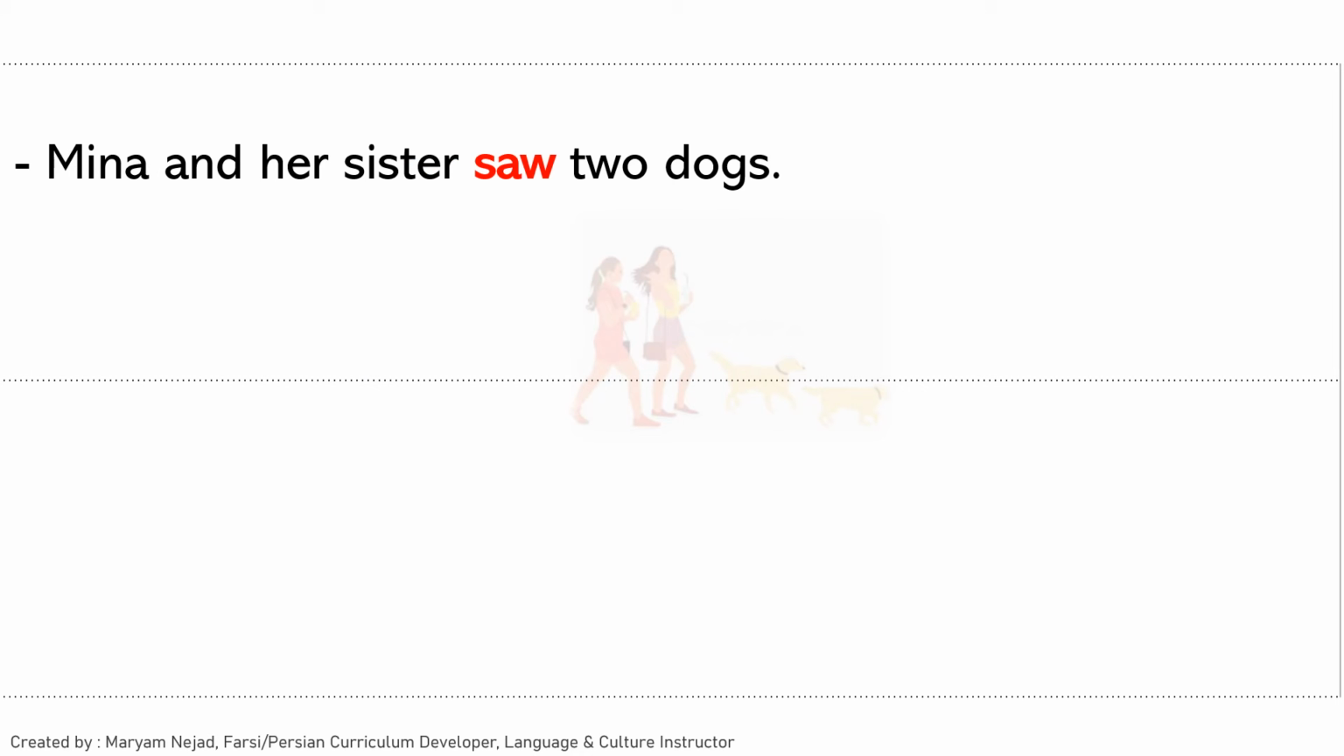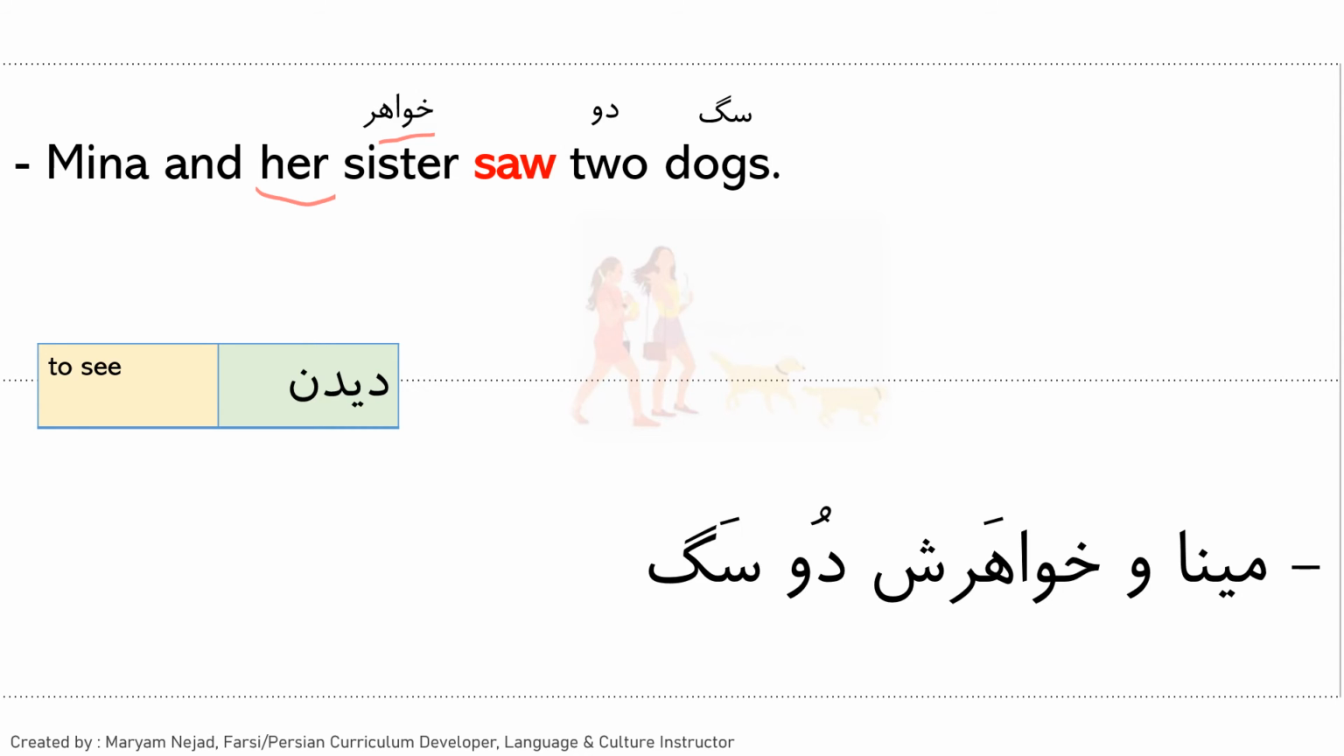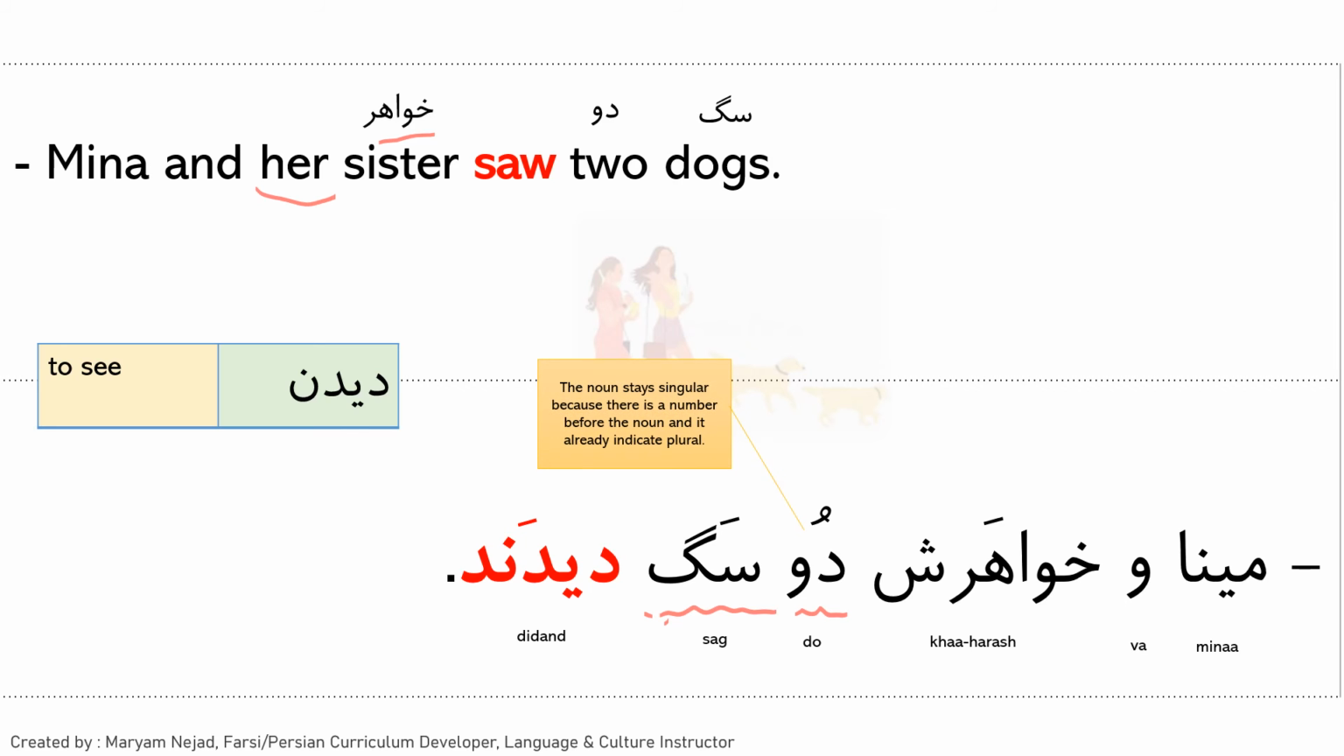Next example, Mina and her sister saw 2 dogs. So the verb here is to see, دیدن. So the rest of the vocab, sister is خواهر, and then 2 is دو, and dog is سگ. And remember, we need to say her sister, so we need to attach the possessive adjective to خواهر. مینا و خواهرش 2 سگ دیدند. Just remember here that the noun سگ stays singular because there's number 2 before that. Versus in English, you need to make the noun plural.